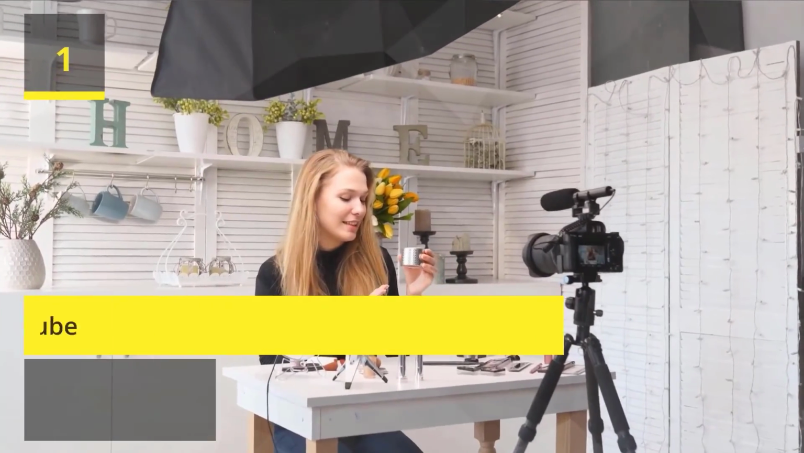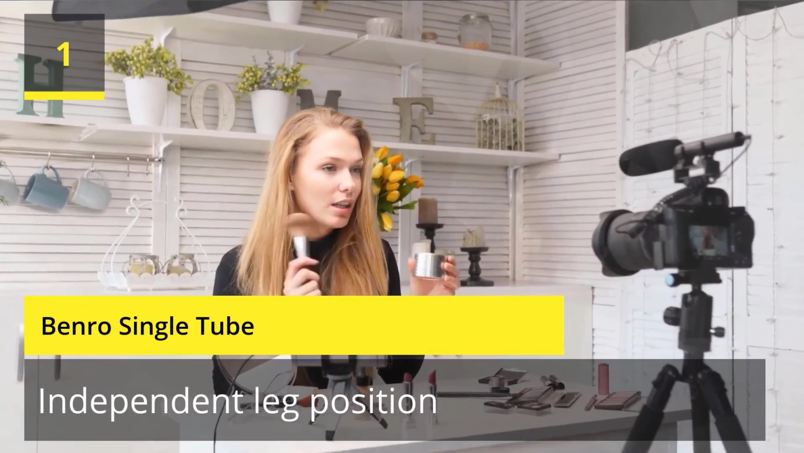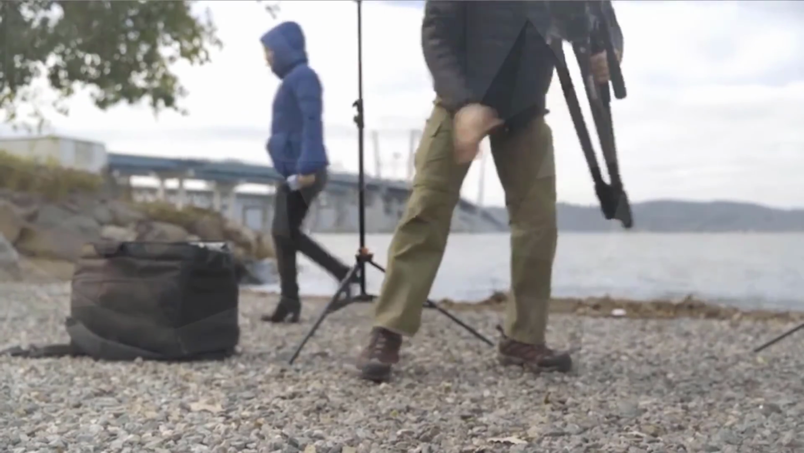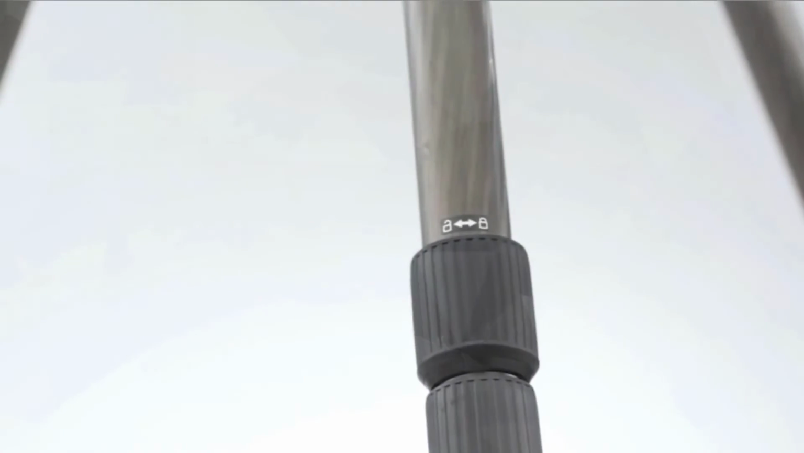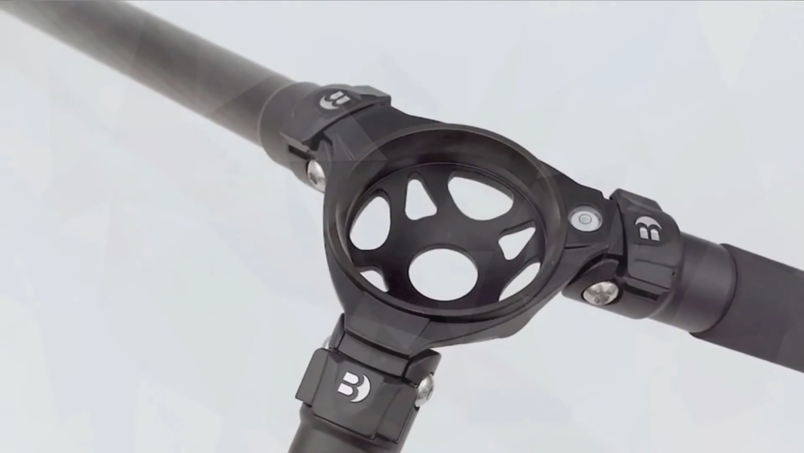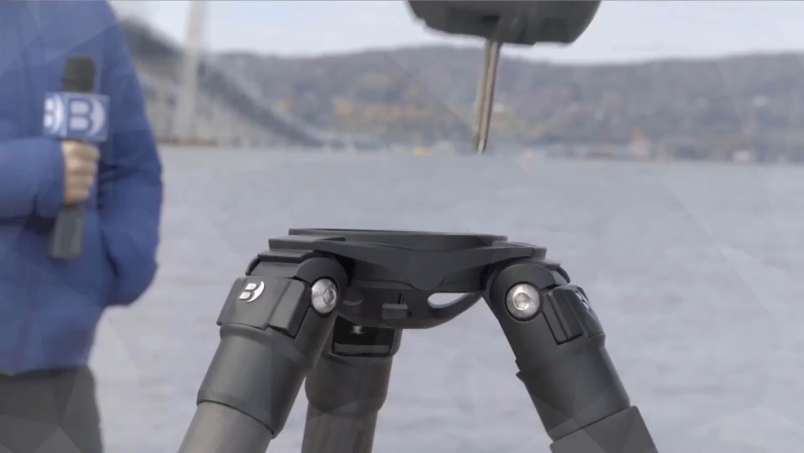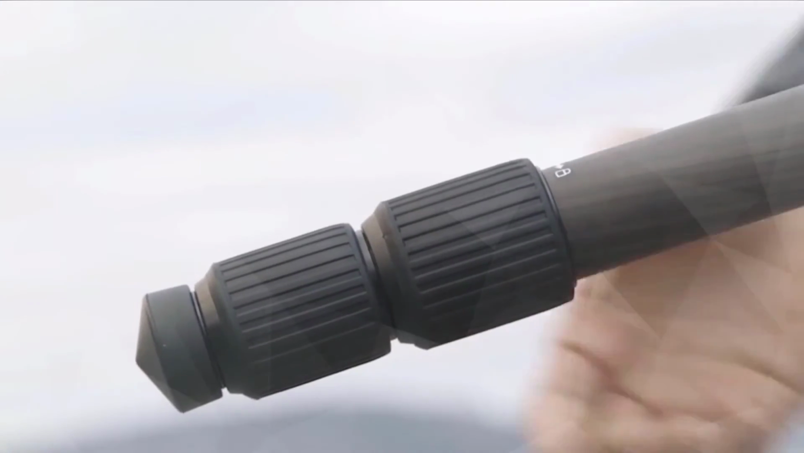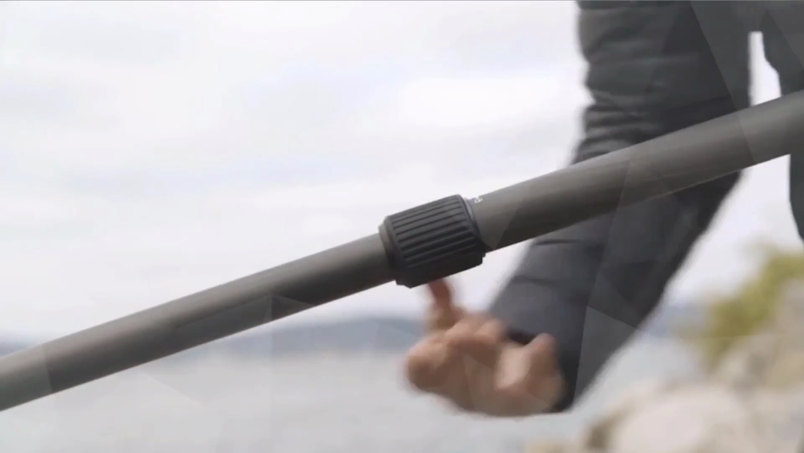Number 1. Benro Single Tube. 75mm bowl fits industry standard 75mm video heads. Independent leg position. Each tripod leg can be positioned independently to one of three leg positions located on the magnesium shoulder. Easy to operate leg locks. The legs come with twist locks that only require a half turn to lock and unlock. Rubber and spiked feet. The rubber feet can be unthreaded and replaced with the included spiked feet.